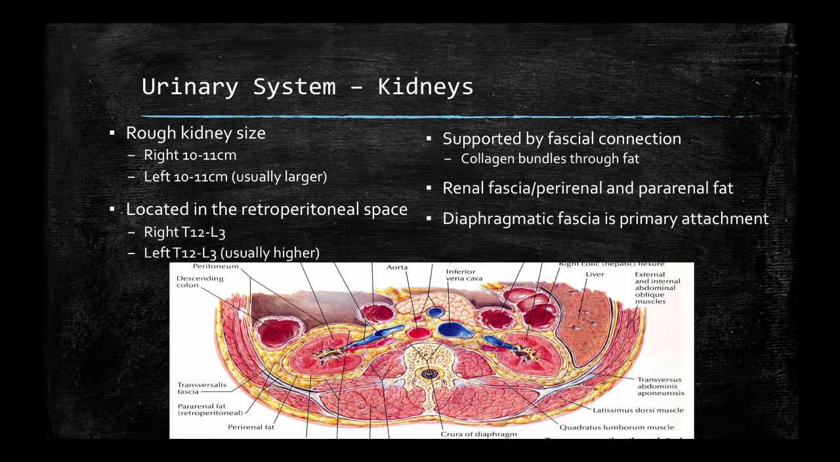Thinking about the kidneys, the left kidney is usually a little bit larger than the right, about 10 to 11 centimeters. And they're retroperitoneal organs, and the kidney usually sits higher on the left side at about the T12 to L3 level. And the right is just a little bit lower, but in that same ballpark. They're supported by fascial connections with collagen bundles through the fat in that retroperitoneal space, and they have their own fascia and pararenal fat that surrounds them. And the main attachment point is the diaphragmatic fascia.